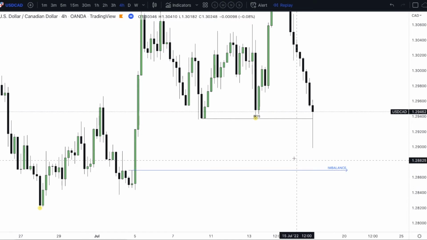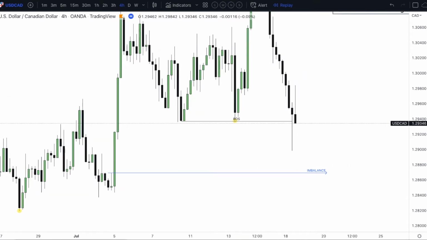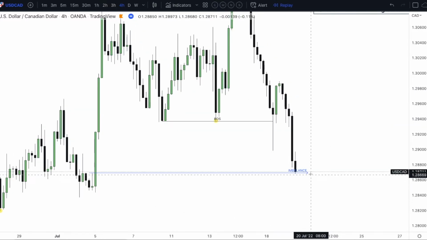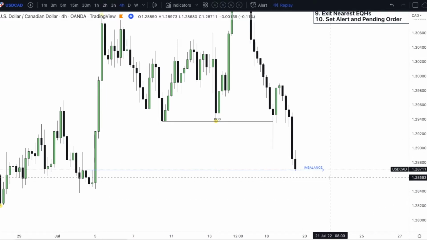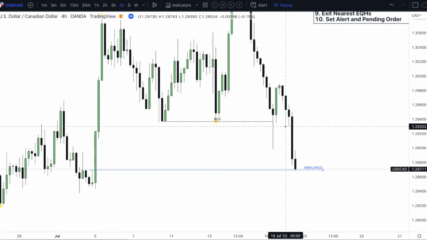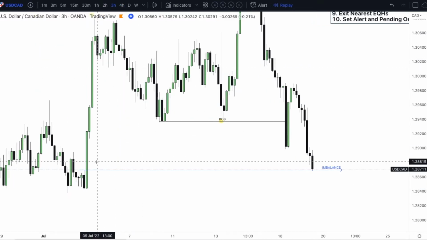So let's go ahead and play price and see exactly what it's going to do. Okay. We can see that price has tapped into this imbalance. Now, before we go to the next step, let's look at other time frames to see if we have a multiple time frame correlation with this imbalance. If we drop to the 3-hour, we can see we have correlation there.